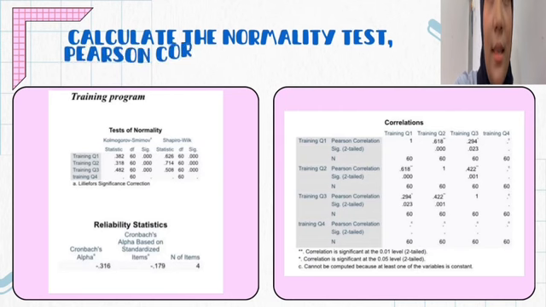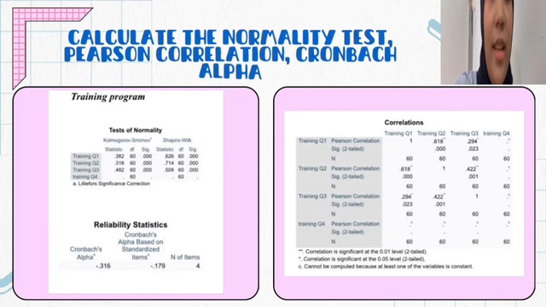Normality test for training program. The normality test shows whether the data for each training program, quarter 1 to quarter 4, follows a normal distribution. The significance values are all 0.00, which means the data does not form a normal distribution. This indicates the data may not be normally distributed.